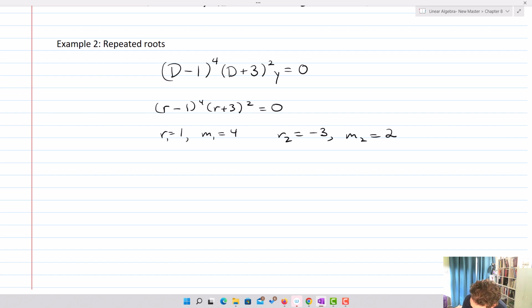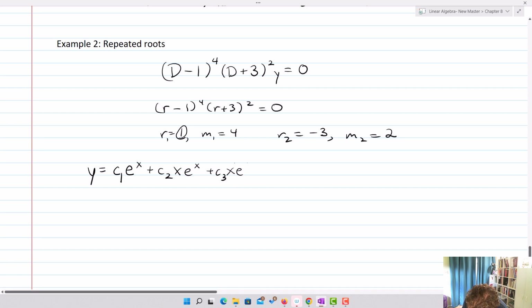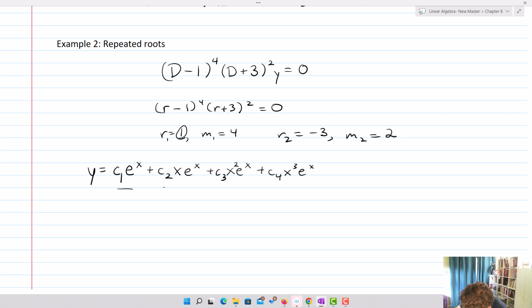We'll notice now for the one with multiplicity 4, we're going to get y equals, and I'm going to write this all out as a single solution, c1 e to the x, because it's e to the 1x, plus c2 x e to the x, plus c3 x squared e to the x, plus c4 x cubed e to the x. And notice now I've got 4 solutions with that particular root, the e to the x root.